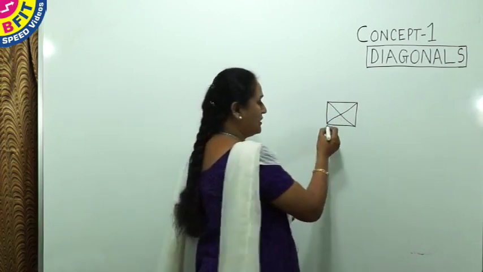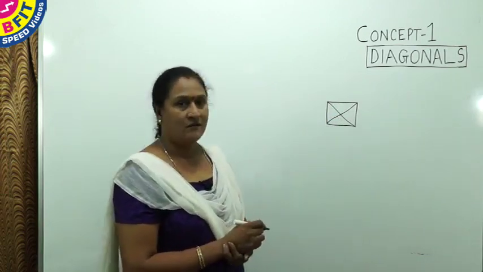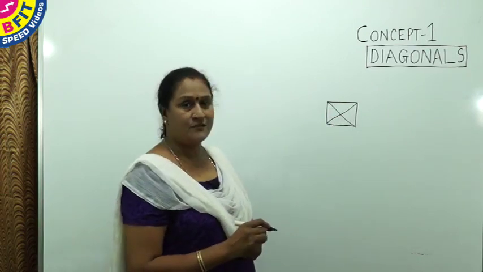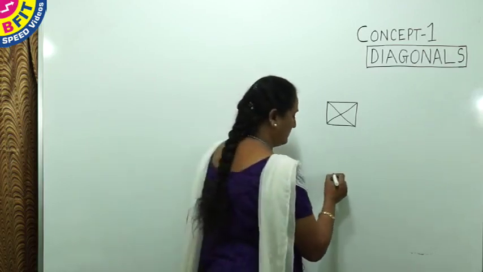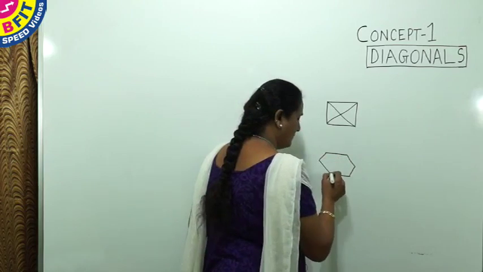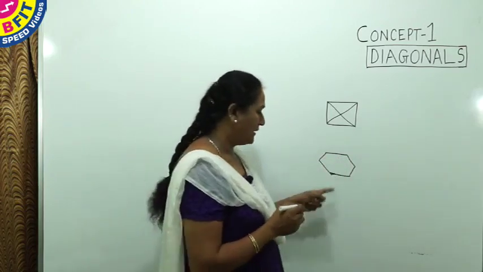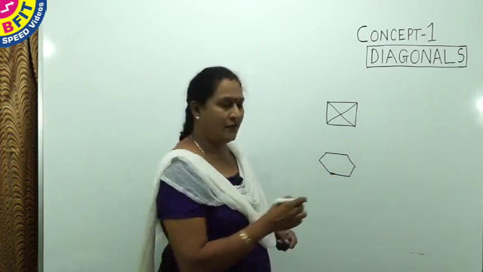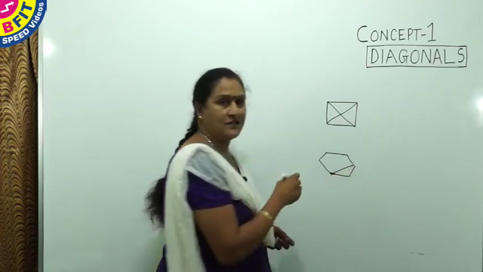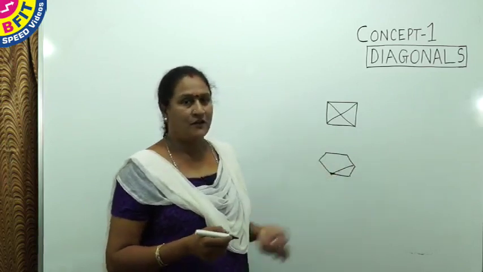When we join the adjacent vertex, it is the side of the square. Suppose we have a hexagon. Now we'll see what a diagonal is for a hexagon. A hexagon is a 6-sided shape, and we'll draw diagonals for this. A diagonal is a line which joins the alternate vertex. Here this is the alternate vertex and this is the adjacent one. When we join the adjacent vertex, it becomes the side of the hexagon.